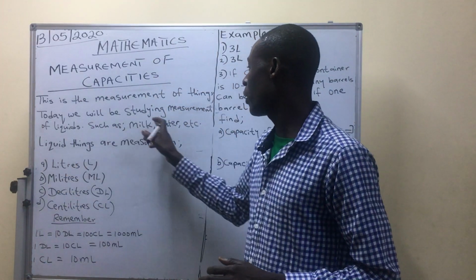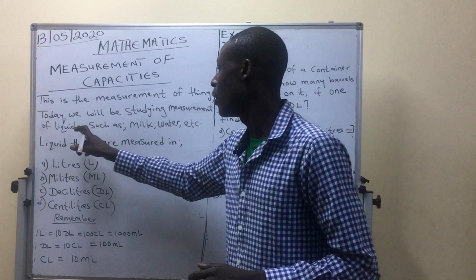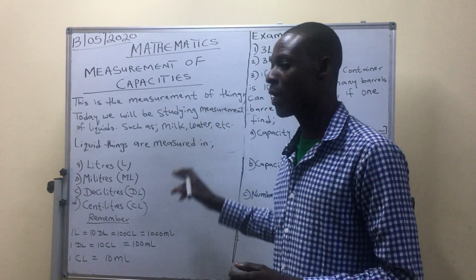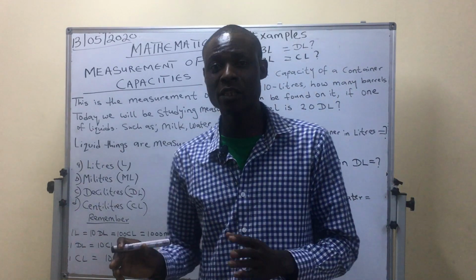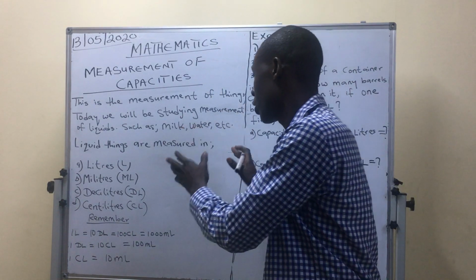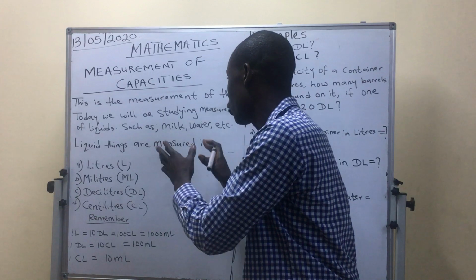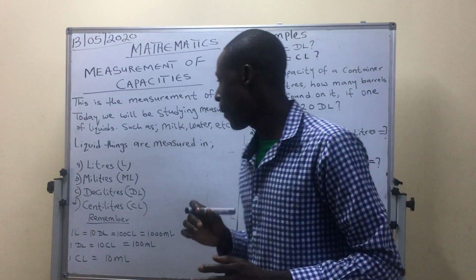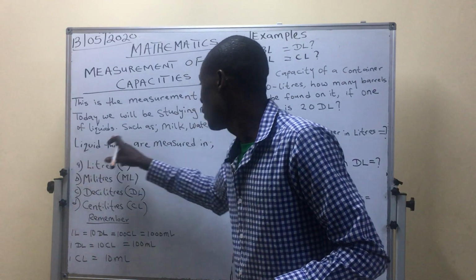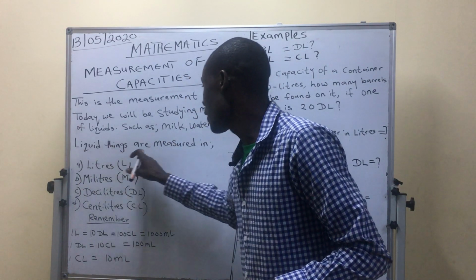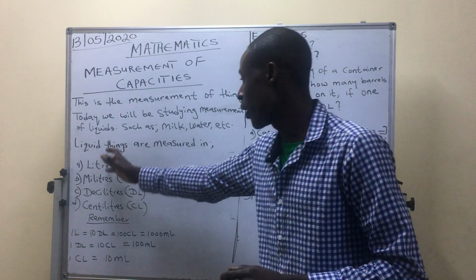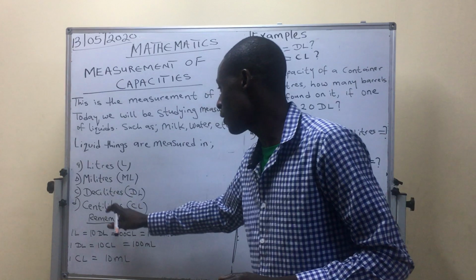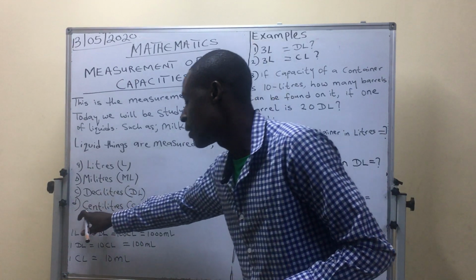Today, we'll be studying measurement of liquid, such as milk, water, etc. We are going to learn about measurement of milk, water, and so on. And mind you, when we talk about liquid, things are measured in liters, milliliters, deciliters, and centiliters.